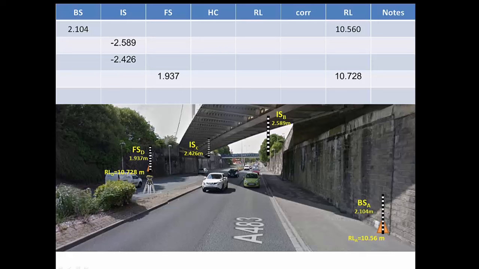So those values should be as follows. The height of collimation should be 12.664. We get 12.664 by adding 10.56 to 2.104. To get the reduced levels, we need to then subtract the intermediate sights and the foresights. So we have a reduced level of 10.56 on this side of the carriageway. The invert of the bridge up here is 15.253, up here it's 15.090, and the ground level back here is 10.727.